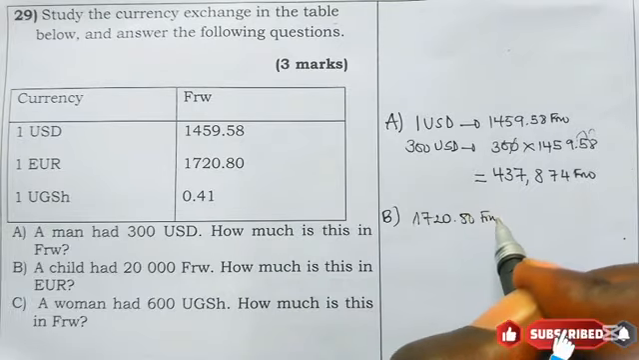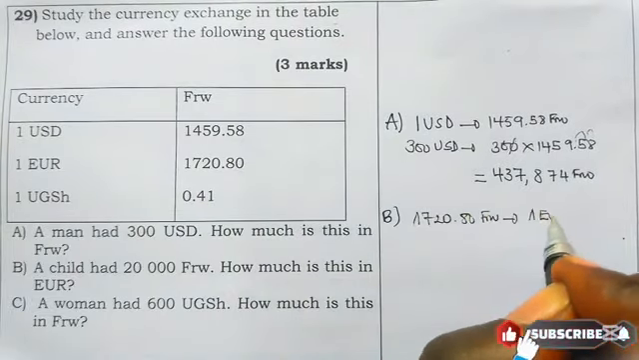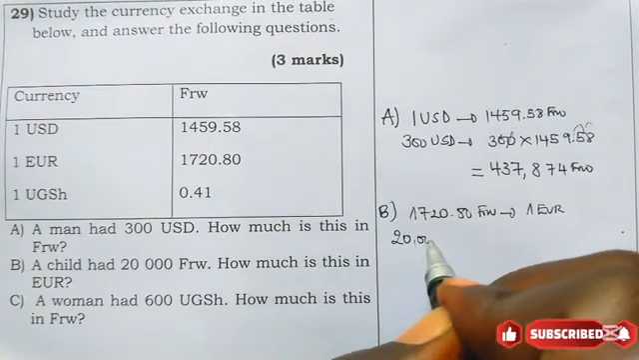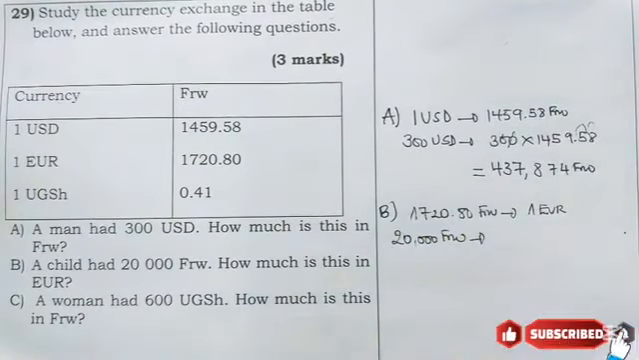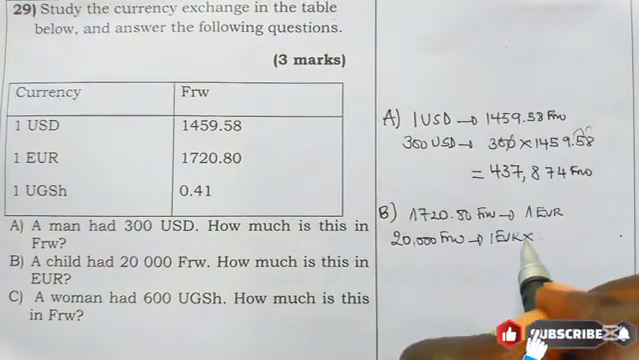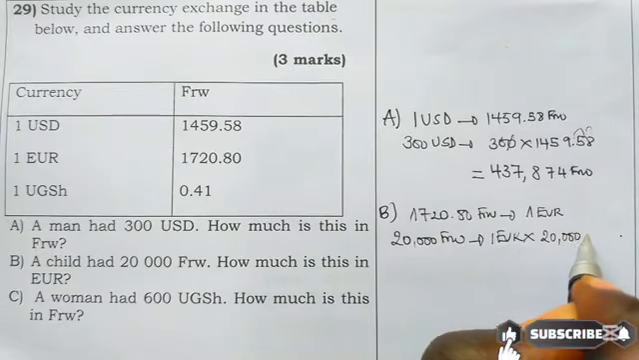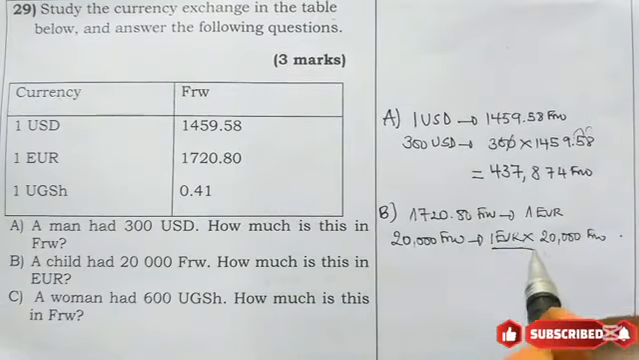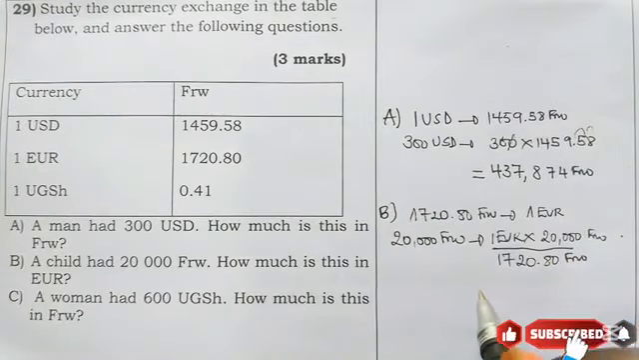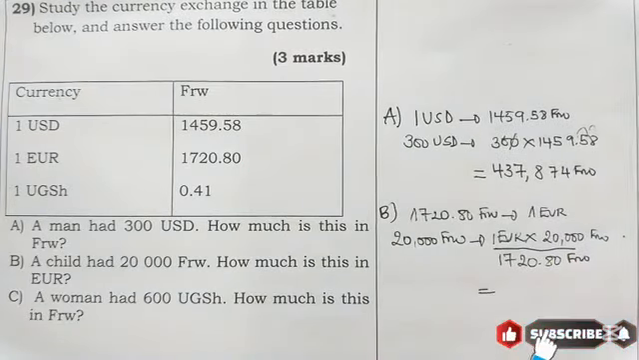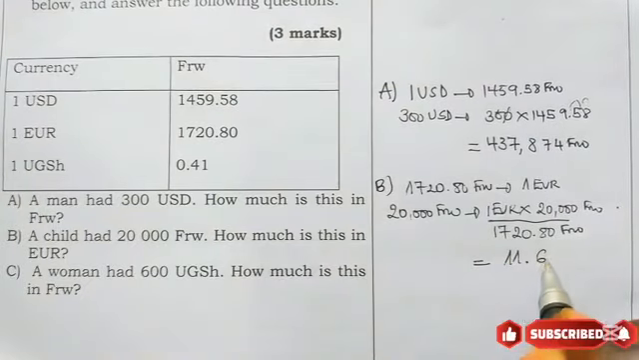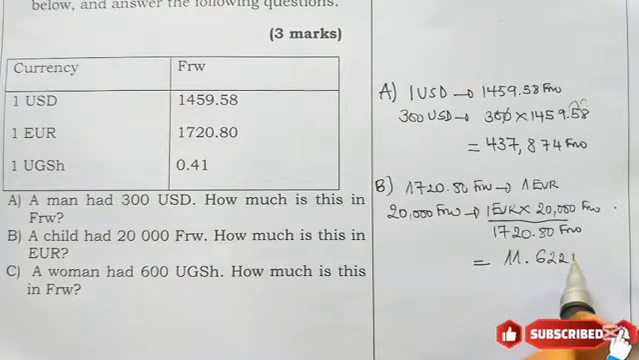1,720.80 Rwandan francs is equal to 1 euro, and it has been increased to 20,000 Rwandan francs that we are going to change into euro. This will be 1 euro times 20,000 Rwandan francs divided by 1,720.80 Rwandan francs, and at this moment we shall get 11.622 euro.